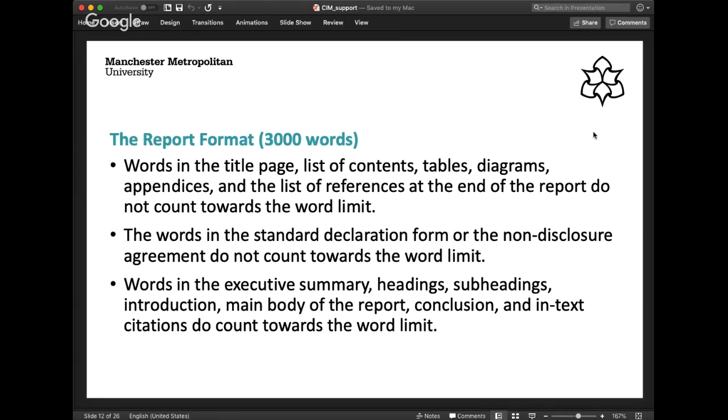So if you do an executive summary, all of your headings, all of your subheadings, all of your introduction, all of your main body of your report, all of your conclusion, and all of your in-text citations do count towards your word limit. So just be aware of that. Your title page, your list of contents, tables and diagrams, your appendices, and your list of references are not included in your word limit. But what is included is an executive summary, your headings, your subheadings, your introduction, all of your main body of your report, your conclusion, and your citations.